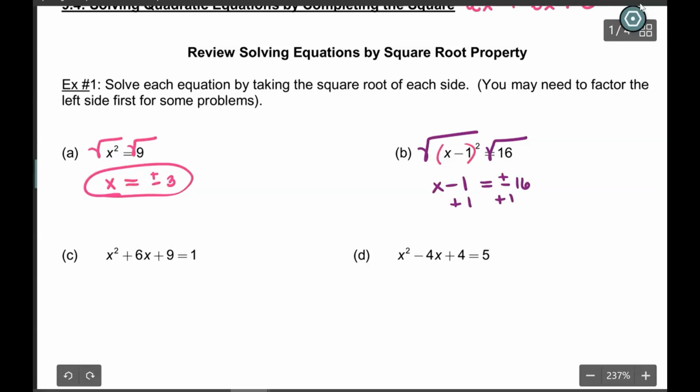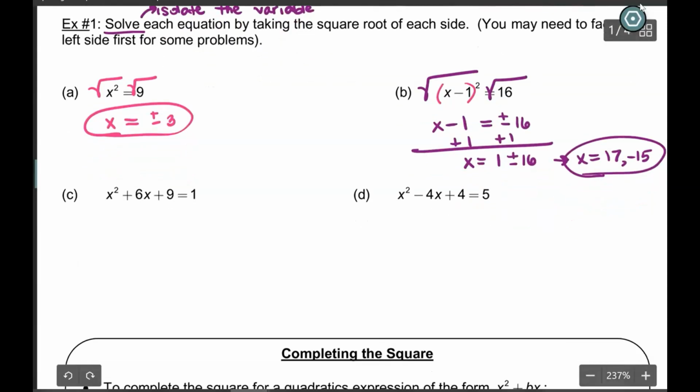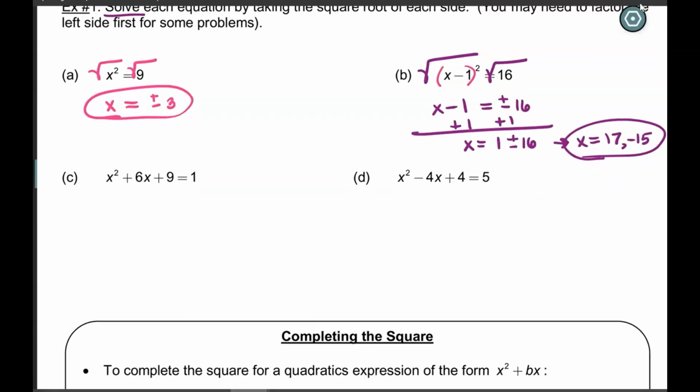So I'm going to add 1 to both sides, because remember, we are solving, which means isolate the variable. So here we get 1 plus or minus 16. Now we don't want to leave our answer that way, so we do get two answers. We get 1 plus 16 would be positive 17, or 1 minus 16 would be a negative 15. So we actually have to have both answers.